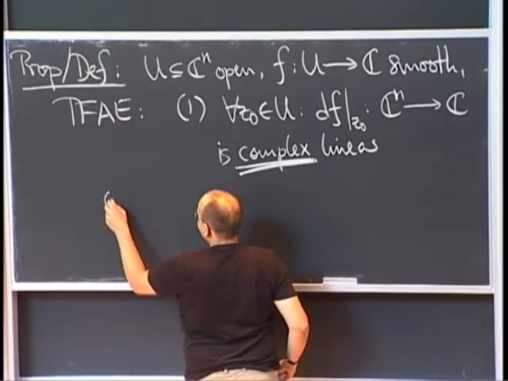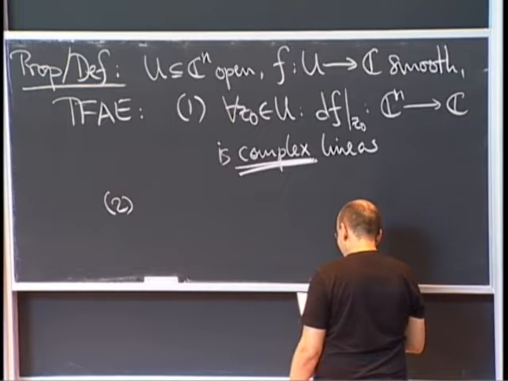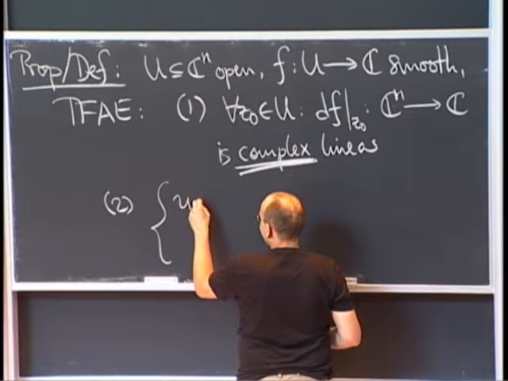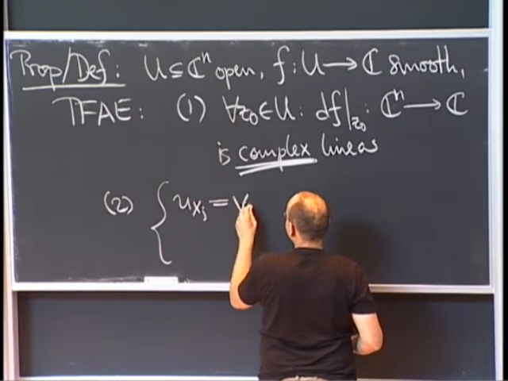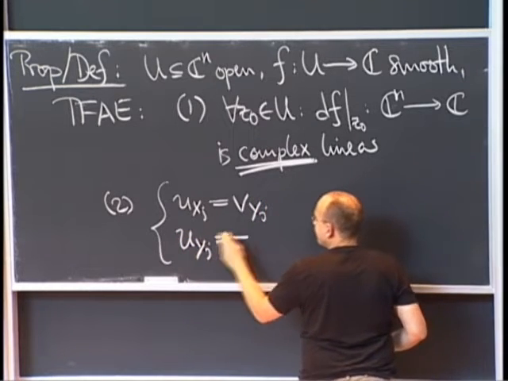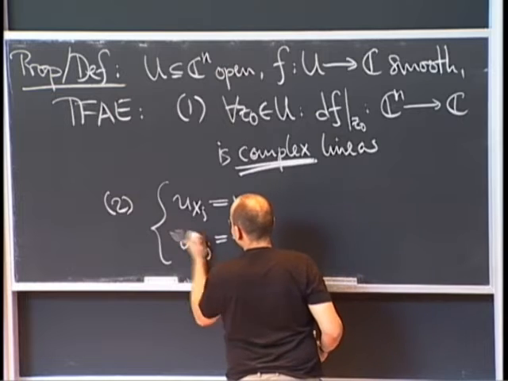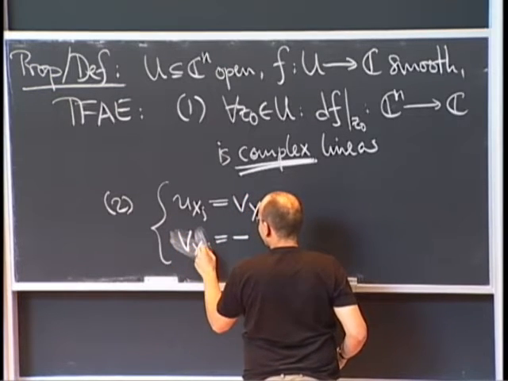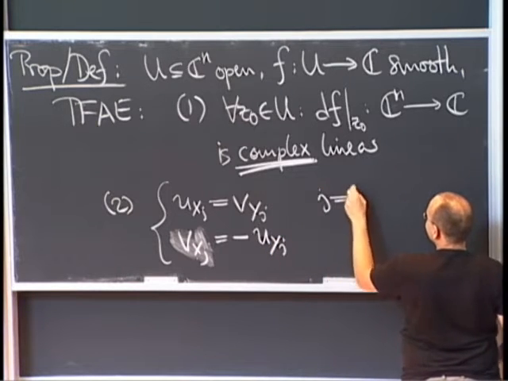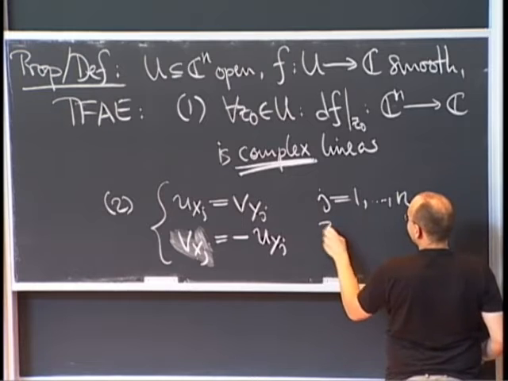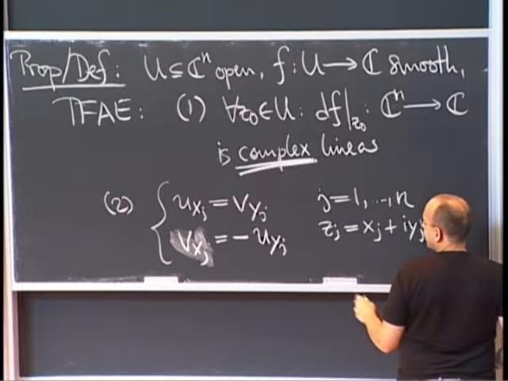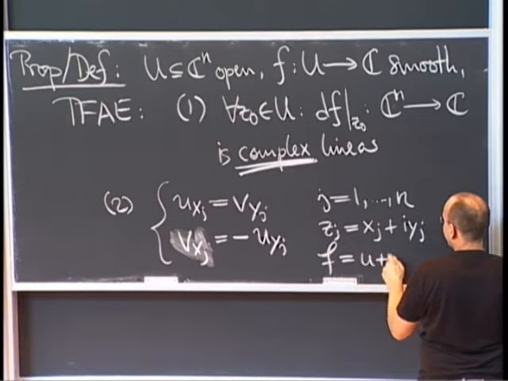And then you have the Cauchy-Riemann equations. If I just spell out this complex linearity, it's going to be the statement that u sub x_j is equal to v sub y_j, and, which way? v sub x_j is equal to minus u sub y_j, for j in n complex coordinates. And f is still u plus iv.